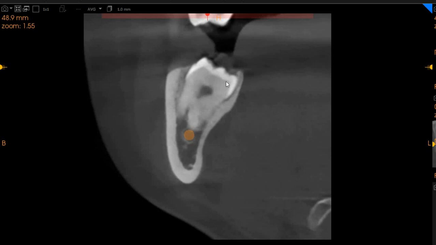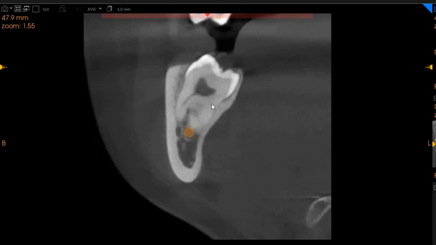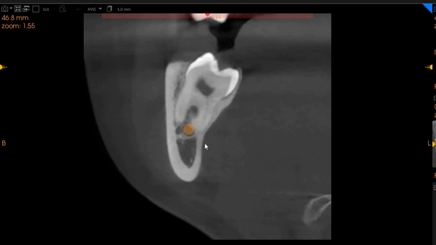We've got thick cortical plate on the buccal as well as on the lingual side. This orange highlighted area is where the inferior alveolar nerve is. As we move further down in the interradicular area, you can actually see that the inferior alveolar nerve almost loops around or just gets between the two roots of the lower right wisdom tooth.